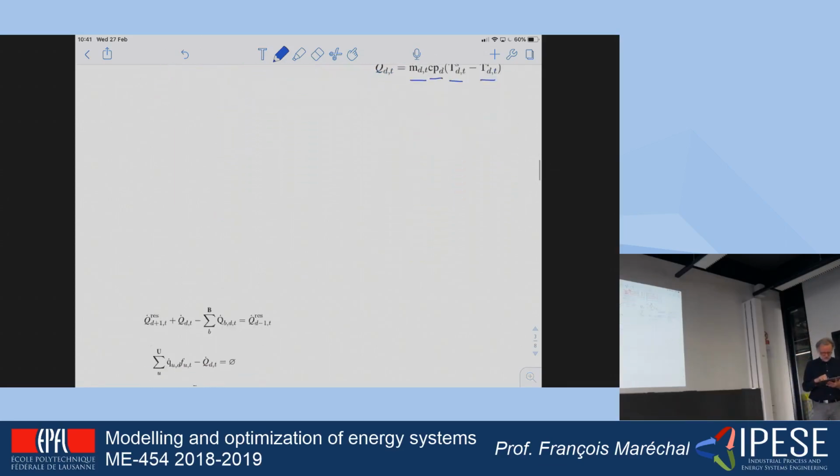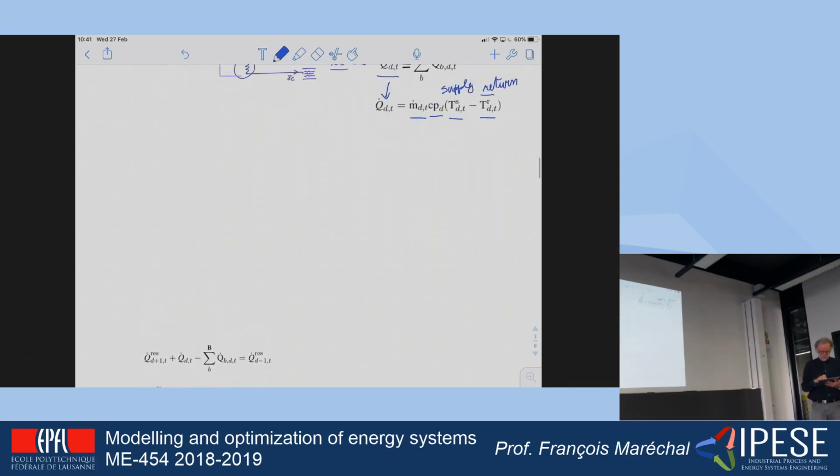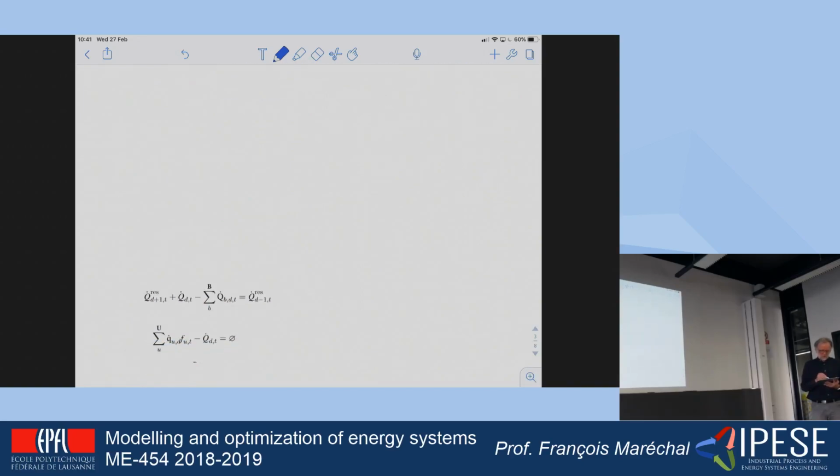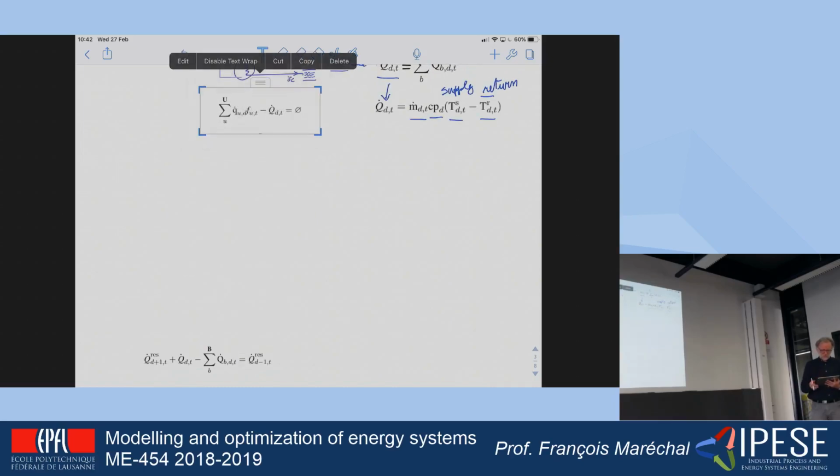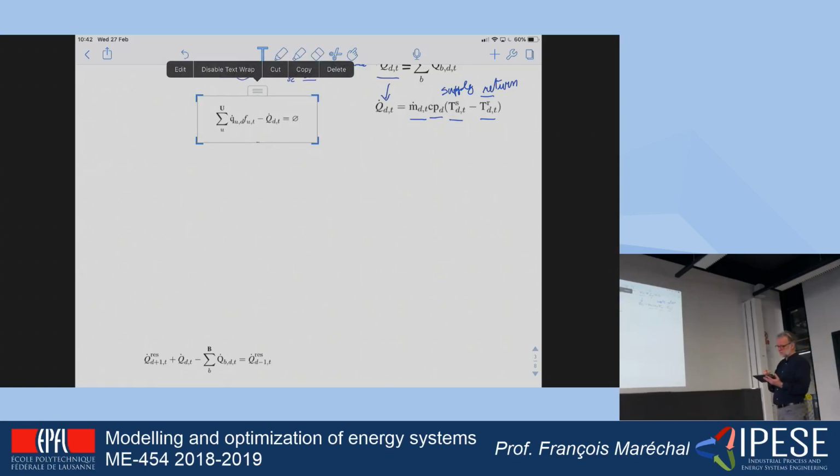But by using this, then I will be able to write a balance, and the balance will be expressed by this kind of equation here, in which I'm going to say, okay, I know how much heat needs to be distributed by the distribution system D at time t. Now I'm going to decide at which level I'm going to use which utility system, so for example, which heat pump will supply a given amount of heat. So the given amount of heat is here.